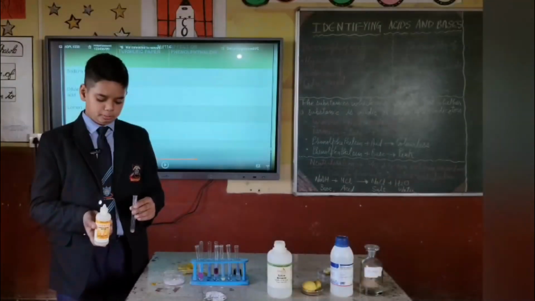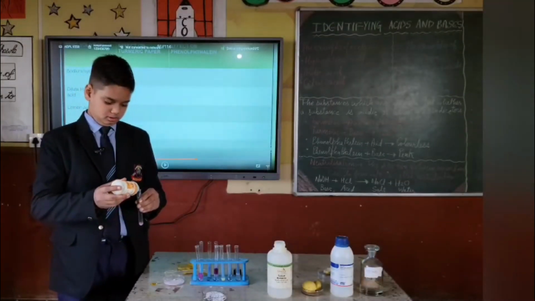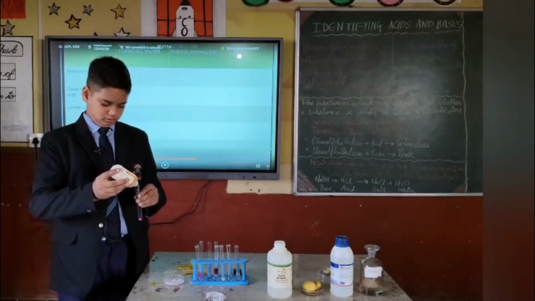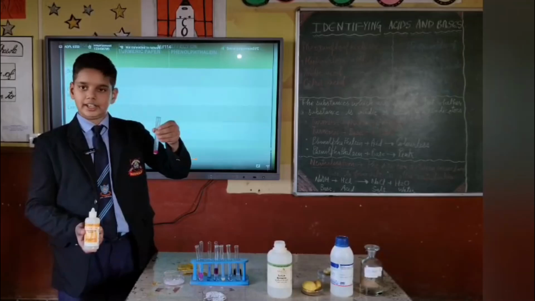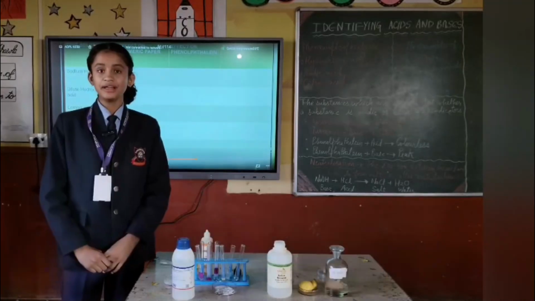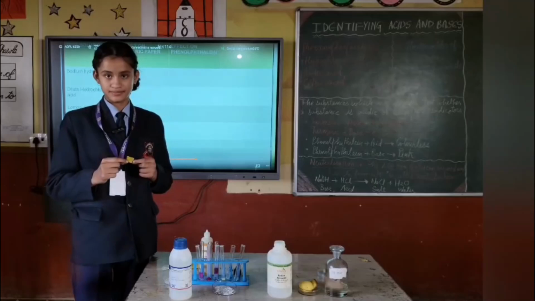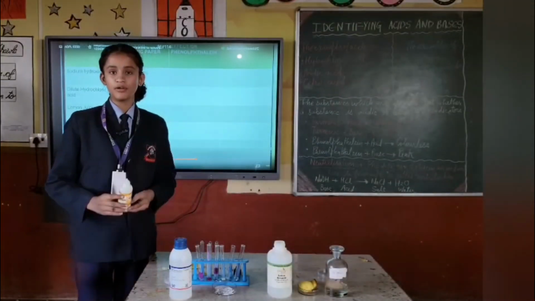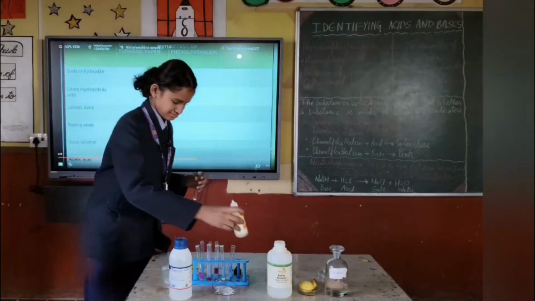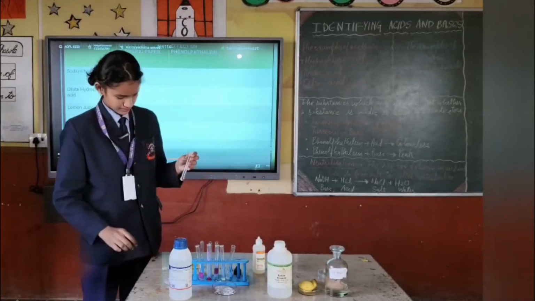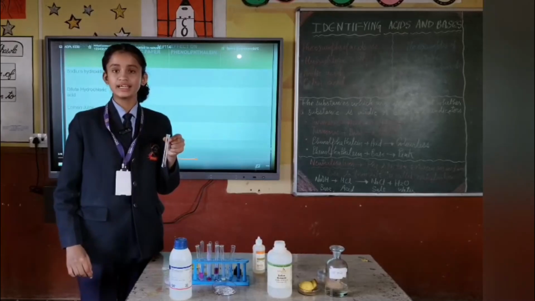We will add a few drops of phenolphthalein to soap solution. It changes into pink color, which indicates it is basic in nature. Now we will add a few drops of acetic acid. It remains colorless. Now we will add a few drops of phenolphthalein to acetic acid. It remains colorless, which indicates it is acidic in nature.